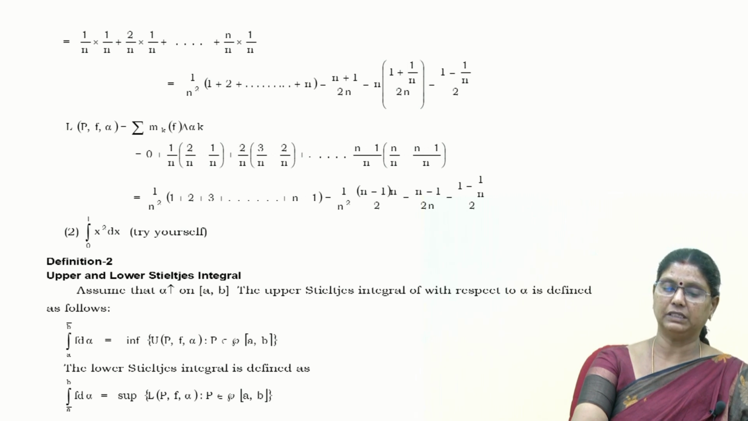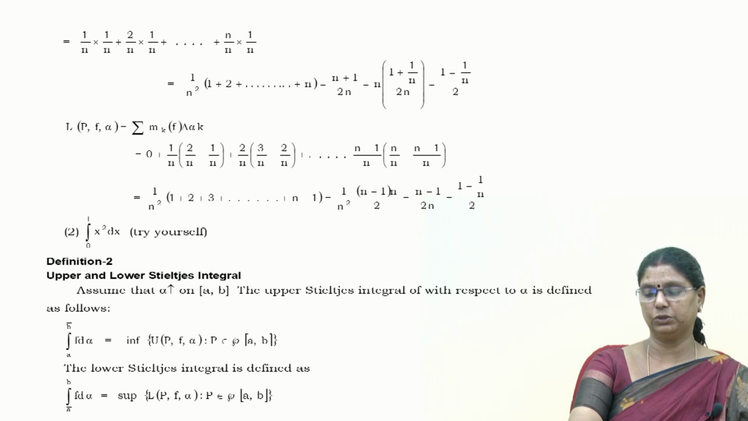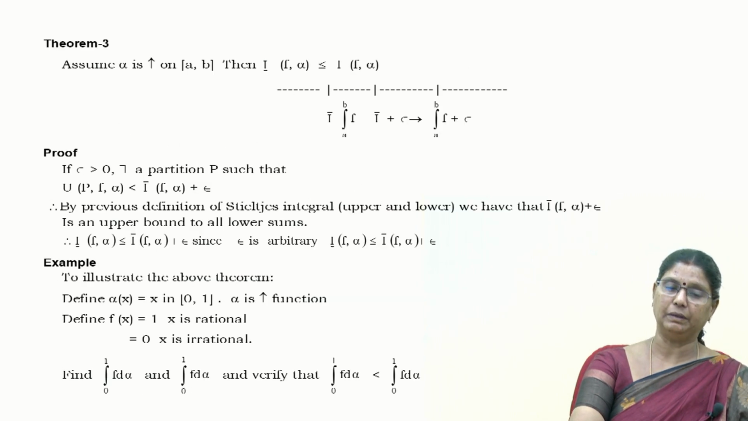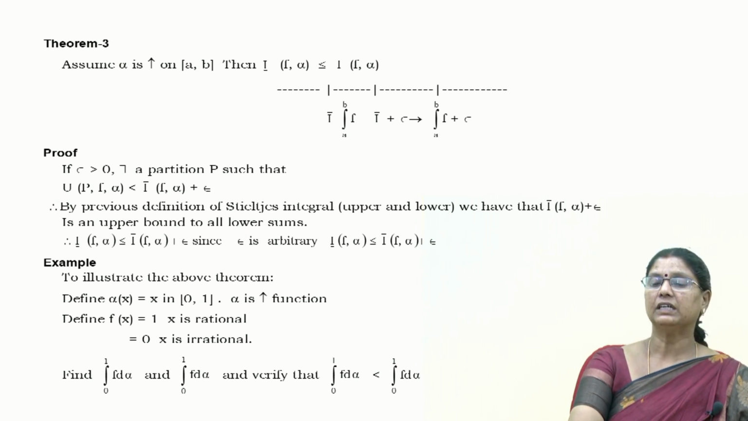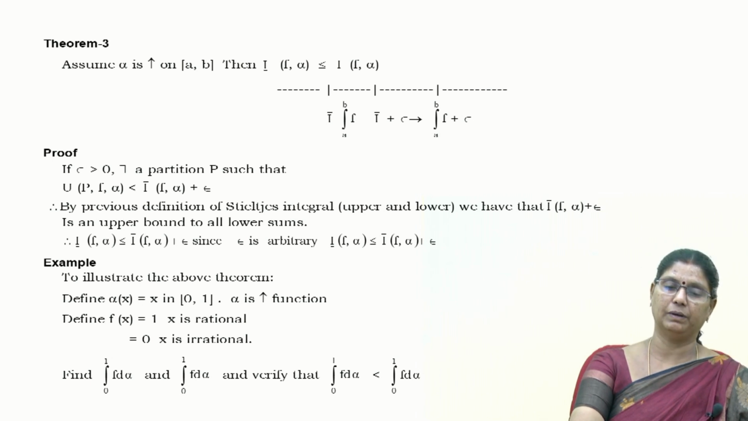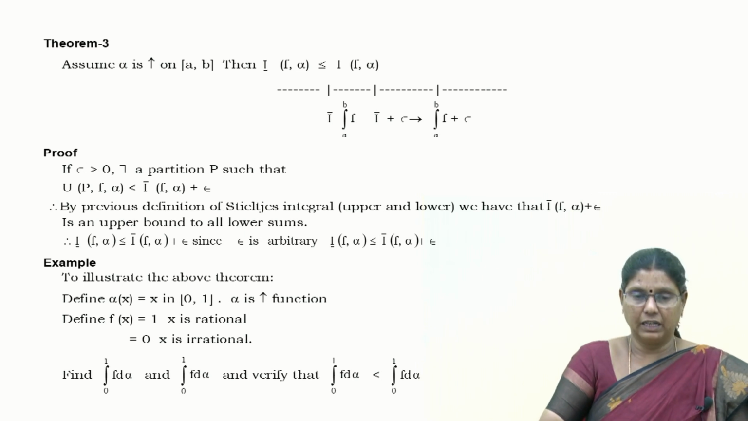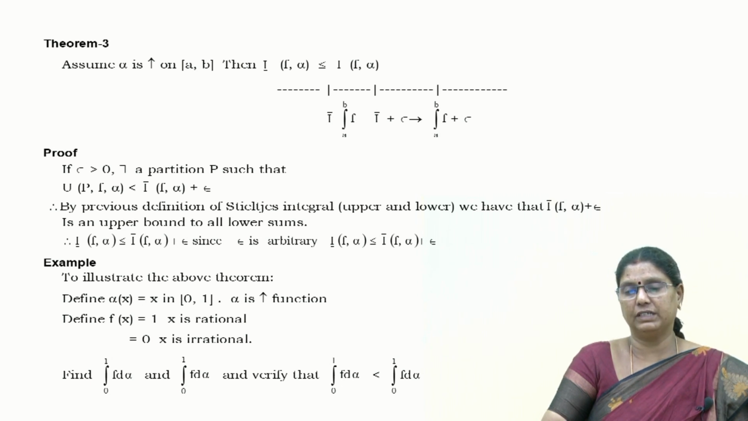Similarly, the lower Stieltjes integral is defined as the lower integral from a to b of f d alpha, equal to the supremum of L(P, f, alpha) over every P belonging to the set of all partitions of [a, b]. Based on the above definition, we are going to prove that the lower integral I of f, alpha is less than or equal to the upper integral I of f, alpha. Given that alpha is increasing on the closed interval [a, b], we need to show that the lower integral is less than or equal to the upper integral.